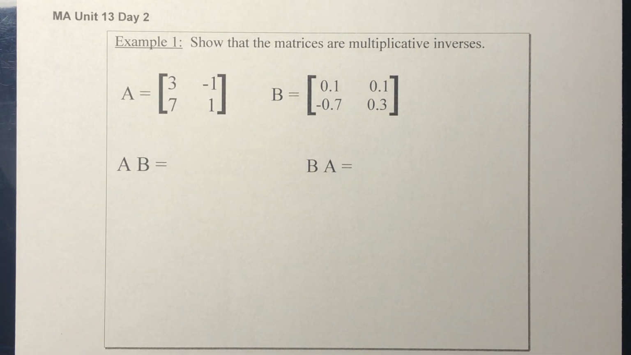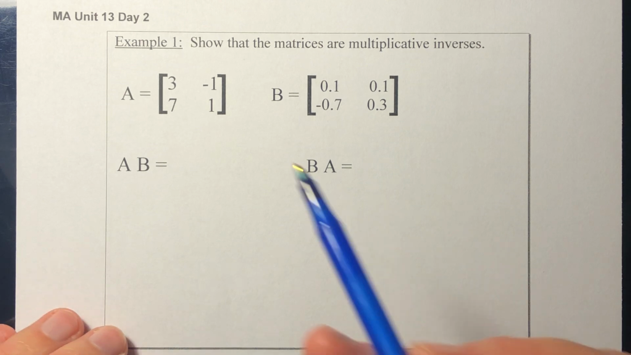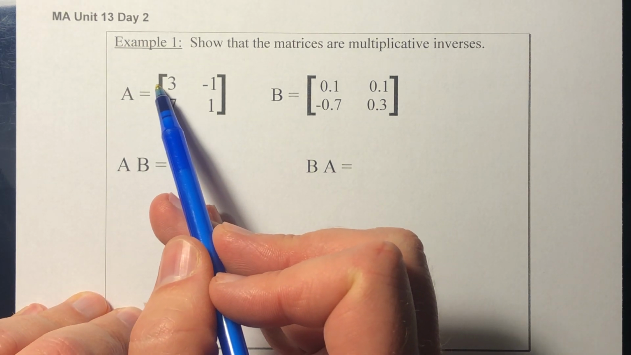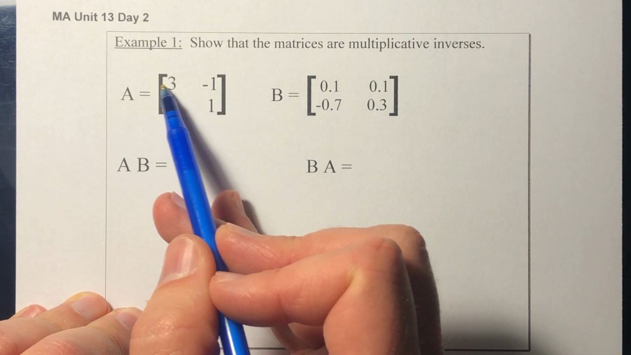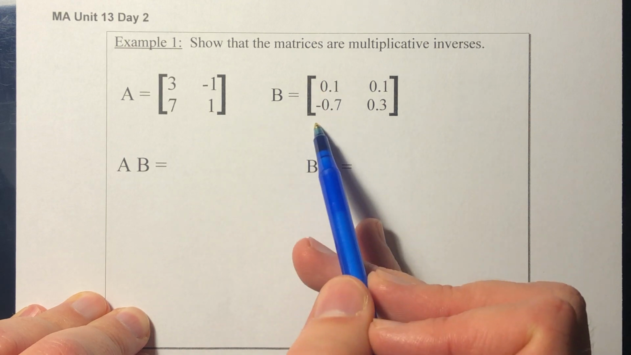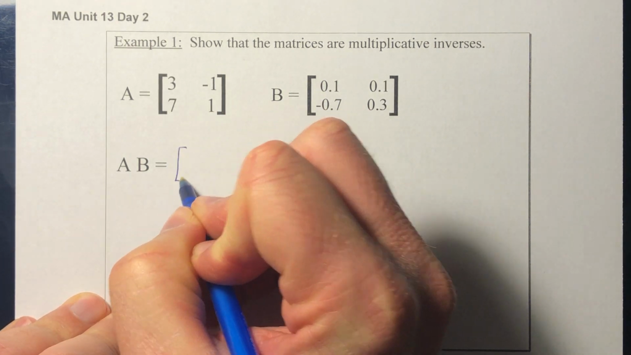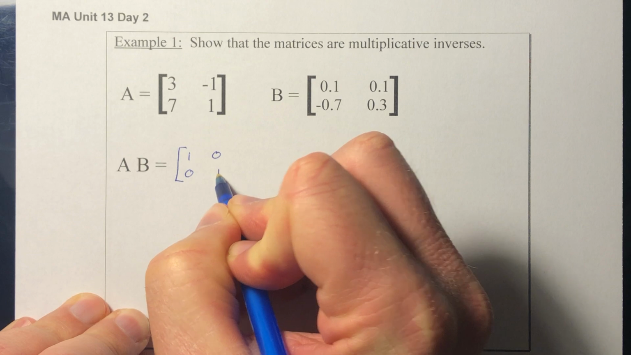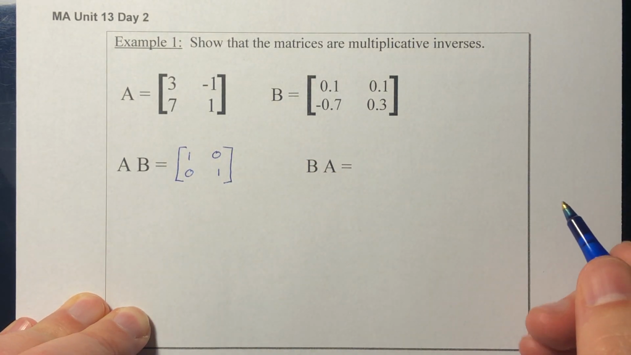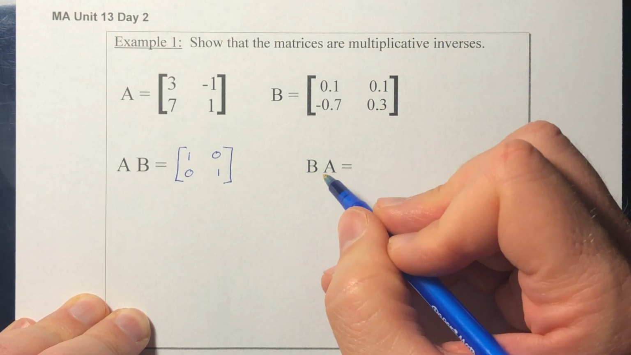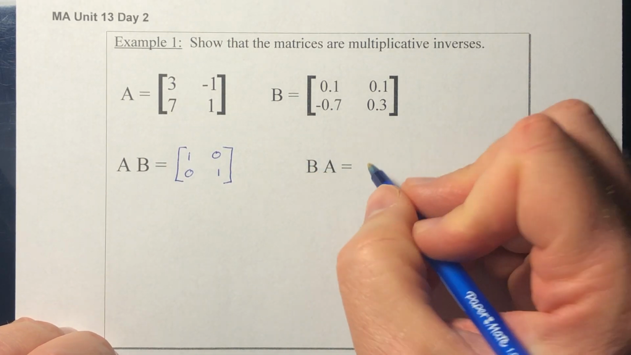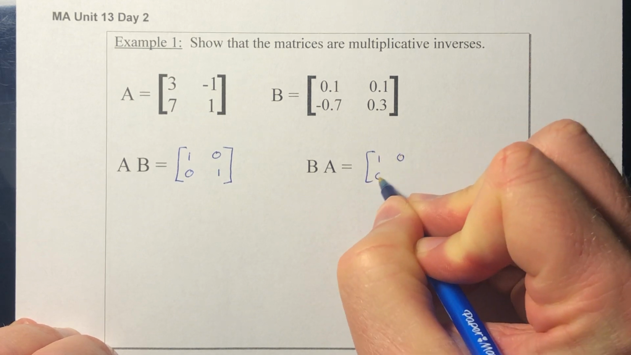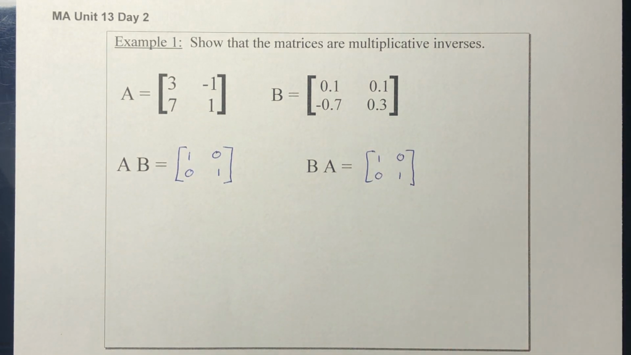All right, so example 1, we're not going to go through this whole thing. We did this last video, but basically if we take matrix A times matrix B, we take this row times this column, this row times this column, this row times this column, this row times this column. You're going to end up with the identity matrix. Now, we could go in reverse. If we take B times A, remember, the commutative property doesn't always work. But in this case, you're going to get the same thing, your identity matrix. So that shows that they are inverses of each other.